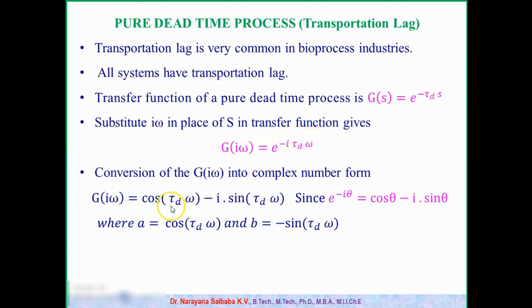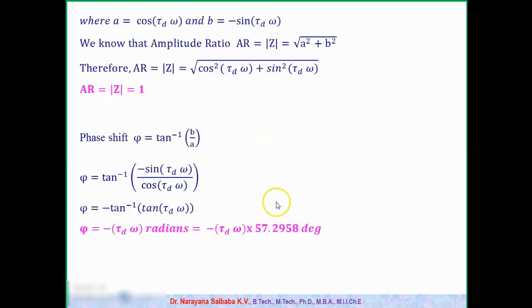So this can be written as G(i omega) equal to cos of tau d omega minus i sin tau d omega. Here cos of tau d omega is the real part, that is A, and the imaginary part of this complex number is minus i sin tau d omega. Once you get the A and B values, the amplitude ratio is simply the square root of A square plus B square, that is, cos square tau d omega plus sin square tau d omega. Since cos square theta plus sin square theta is 1, the amplitude ratio value we get is 1.